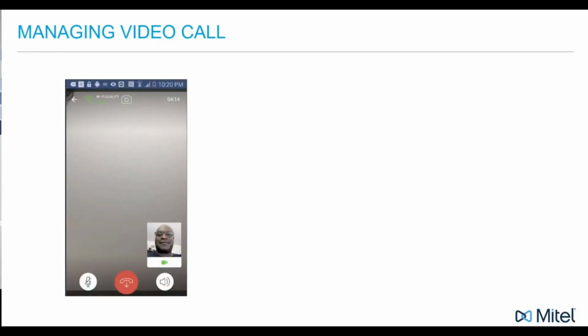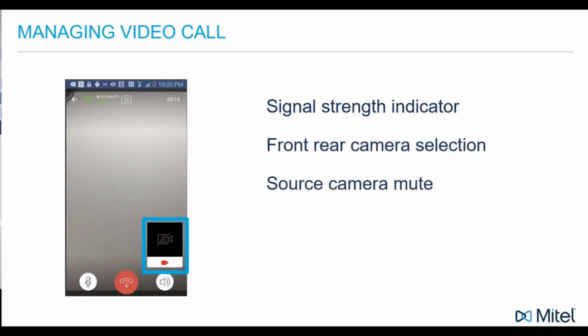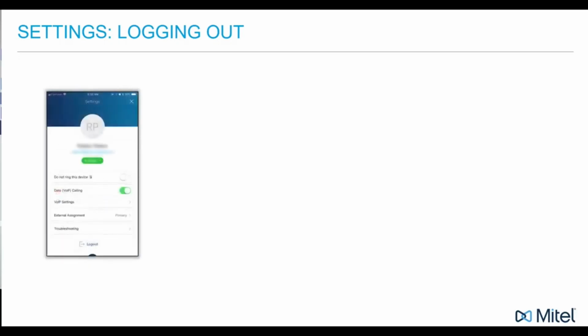Tap on the screen during a video call to show the call management options. During the call, you have the option to view the signal strength, change between the front and rear-facing cameras, suspend your video broadcast, and perform basic video call management. To access your settings, click on the gear icon to the top right.